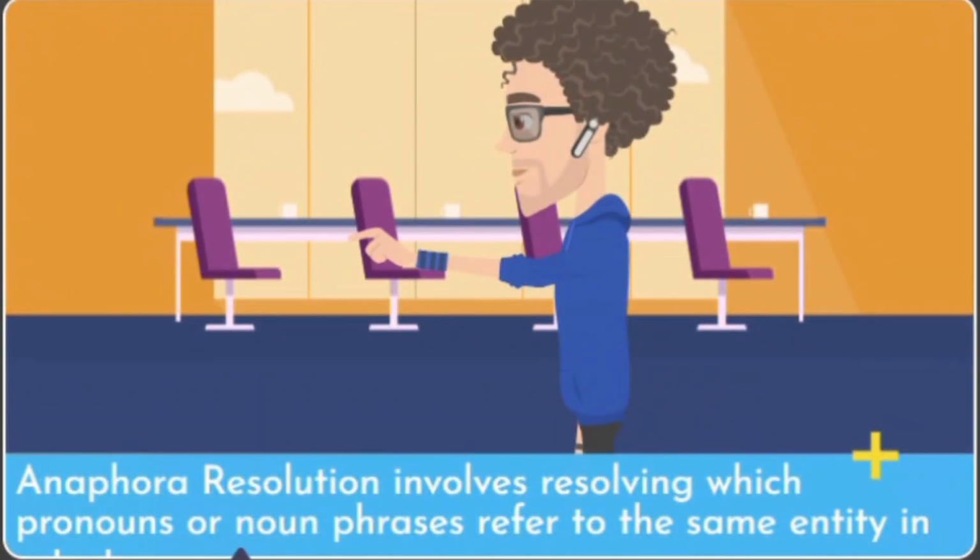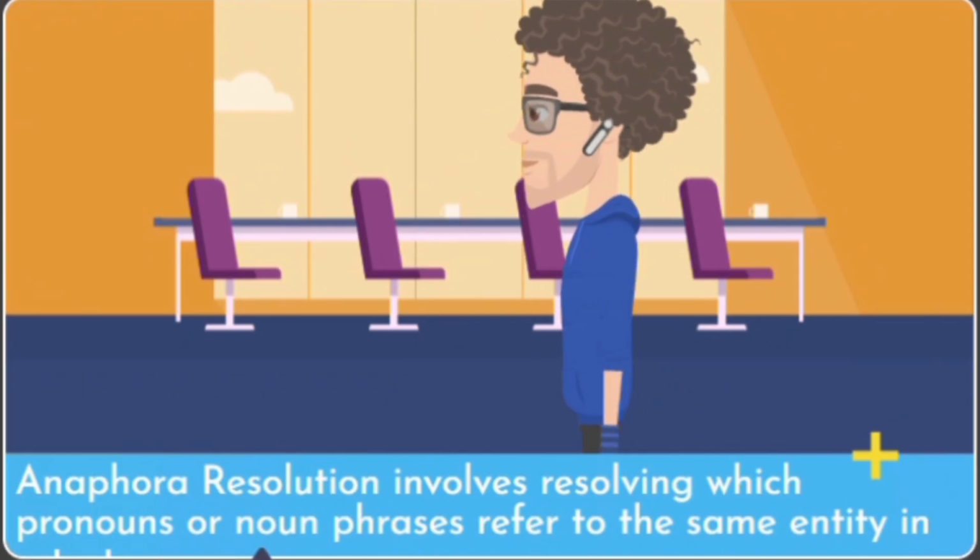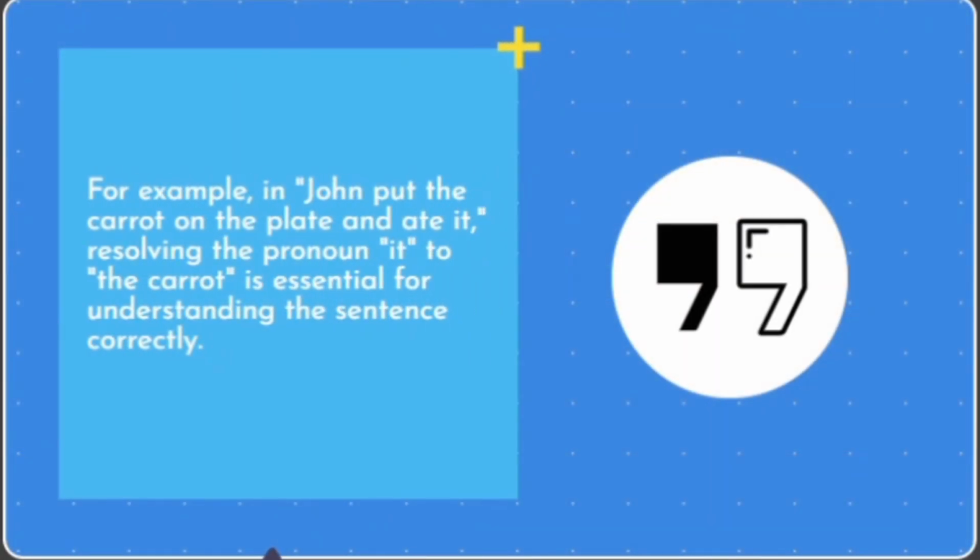Anaphora resolution involves resolving which pronouns or noun phrases refer to the same entity in a text. For example, in "John put the carrot on the plate and ate it," resolving the pronoun "it" to the carrot is essential for understanding the sentence correctly.